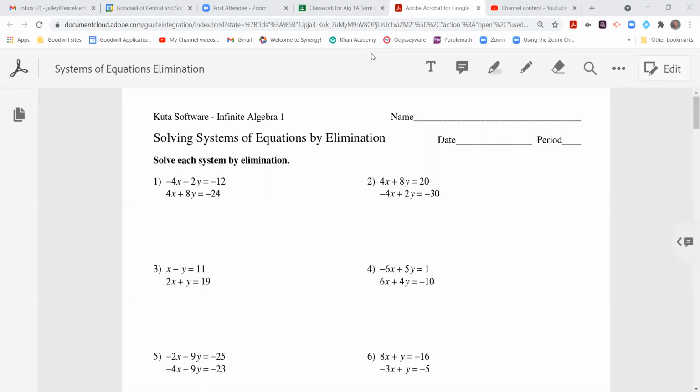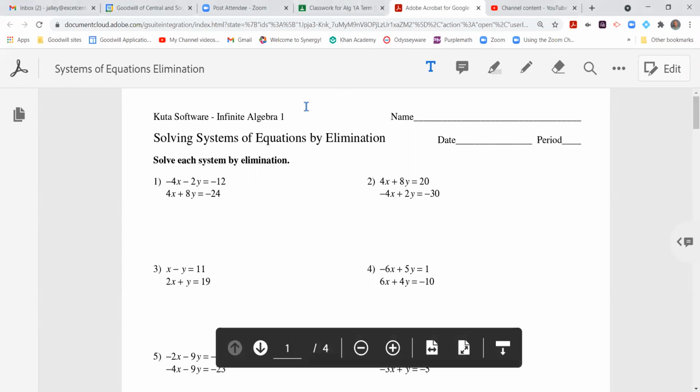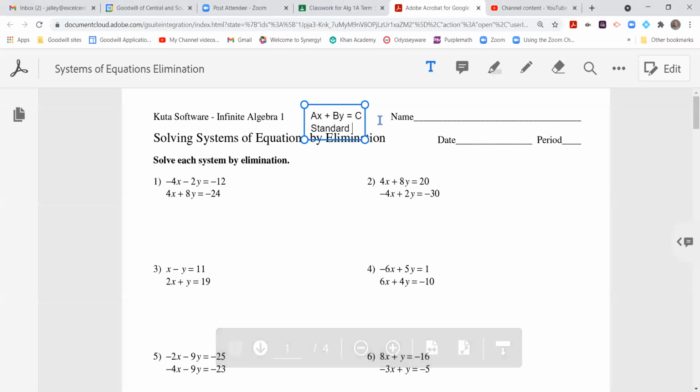Now, hopefully you remember from Thursday when we were introducing elimination, that slideshow we looked at indicated that this works best if we are working with standard form equations. So now we've gone to this form of equation: AX plus BY equals C. That is called standard form.